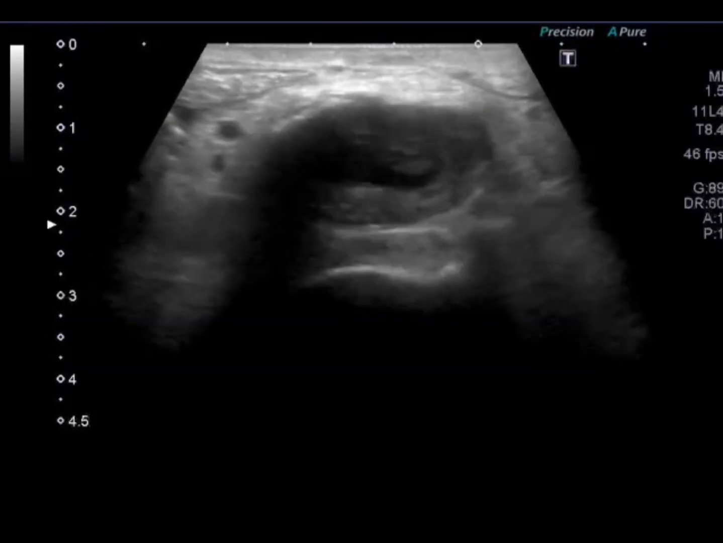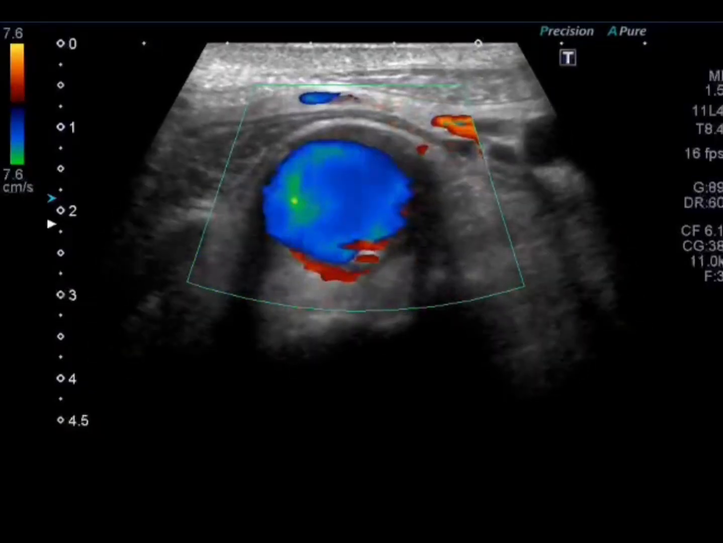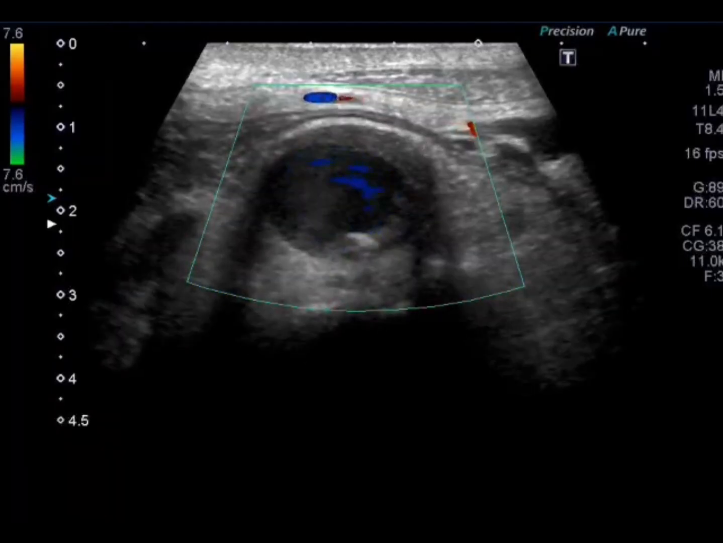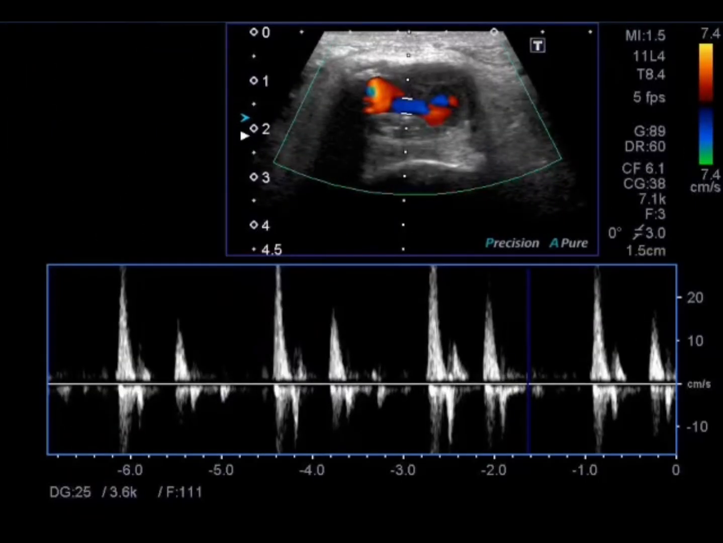This is actually an abdominal aortic aneurysm, and when we put the color Doppler, we see the typical yin-yang pattern showing to and fro flow of the blood. And when we put the pulse wave Doppler, we see not a normal aortic waveform, and it shows a to and fro bidirectional flow pattern.